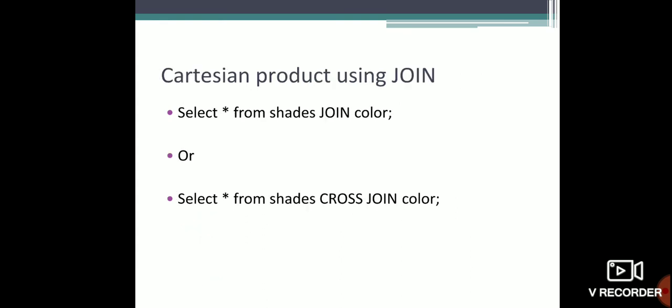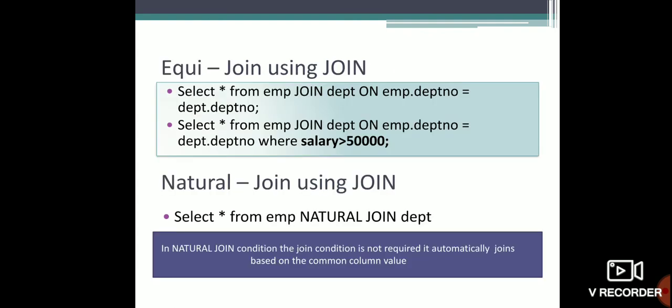Like see, Cartesian product using join. Select asterisk from shades join color. This will join the two tables. Similarly, select asterisk from shades cross join color. It will also join. Next, equijoin using join. Select asterisk from employee join department on employee dot department number equals department dot department number. These are all methods that are used. For natural join using join, if you want to use natural join, then you will write select asterisk from employee natural join department.